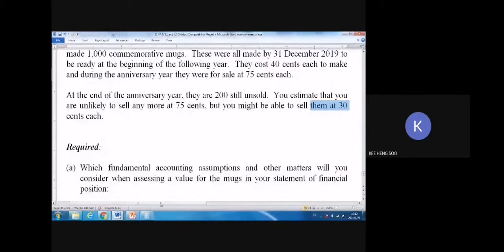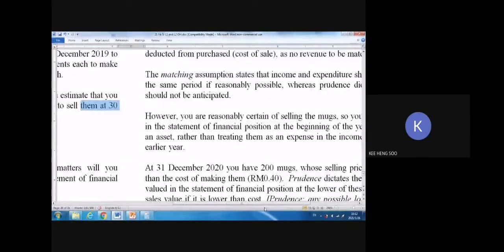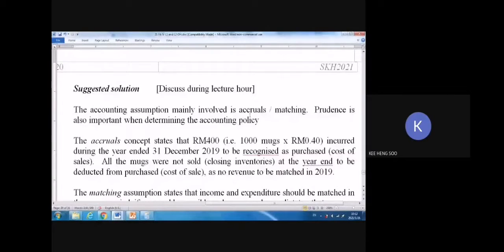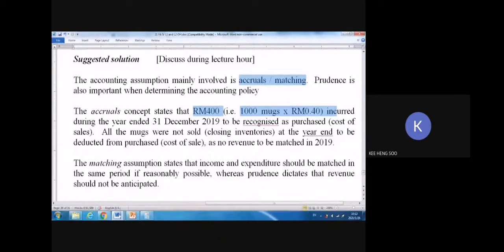So I don't want to discuss in too much detail because the answer is already given to you here. So bear in mind, accounting assumption is accrual or matching concept. How to differentiate between this accrual or matching concept? Accrual means the marks incurred. 400 incurred. That is called accrual. That is called accrual concept.